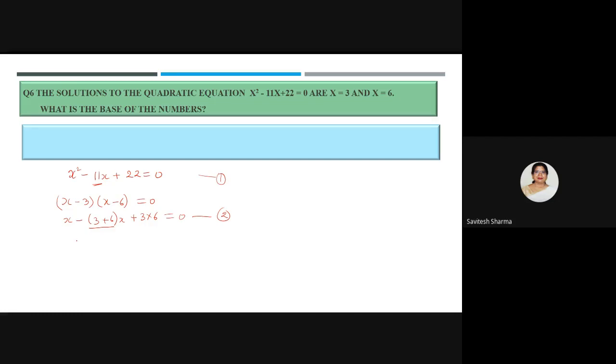So I am assuming that the equation's base is R. Its base is R. Okay, so once it is in decimal, I will compare with the decimal equation. So I will write the decimal equivalent of this.